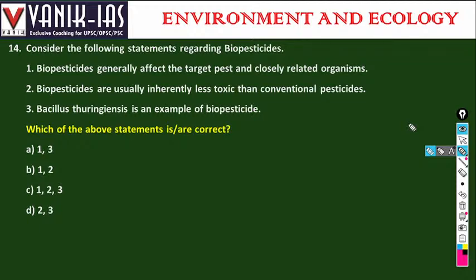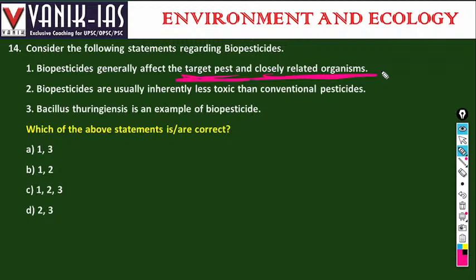Biopesticides are usually inherently less toxic than conventional pesticides. Bacillus thuringiensis is an example of biopesticide. Which of the following are biopesticides? Generally affect the target pest, yes, and closely related organisms, yes, because pesticide is not limited only to the organisms.